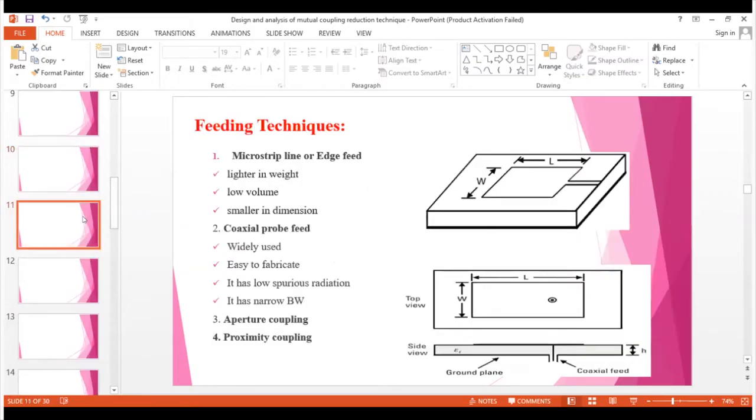Feeding techniques. The feeding techniques are microstrip line feeding, coaxial probe feeding, aperture coupling feeding, and proximity feeding techniques. For this project, the coaxial probe feeding technique is used because it is widely used and easy to fabricate, and it can give a 50 ohm impedance.